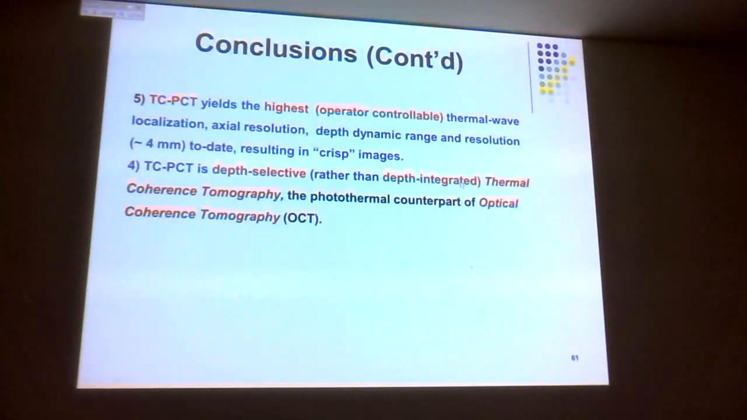And the third method, the truncated correlation, gave the highest thermal wave localization resolution to date, about 4 millimeters, and that, being depth selective, gives you a thermal coherence tomography, the photothermal counterpart of optical coherence tomography. And I'm going to leave it at that.